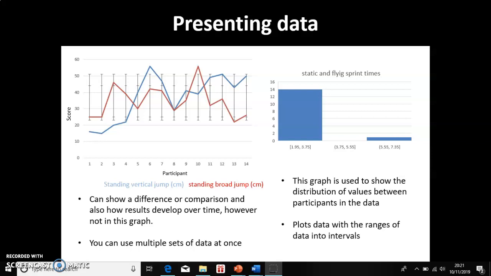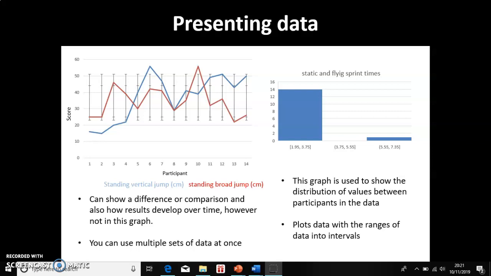And we can see that in the intervals you would have the frequency, so the number of times the score of a participant had landed in that interval. So we can see 14 people had a score in 1.95 to 3.75. And this is easily depicted. This graph is used to show the distribution of values between participants in the data, and it plots the range of data into intervals. And a plus side of this is that you can see the data easily.